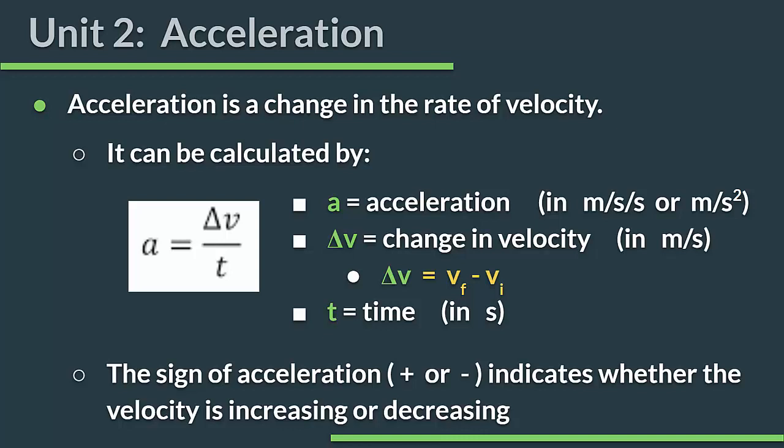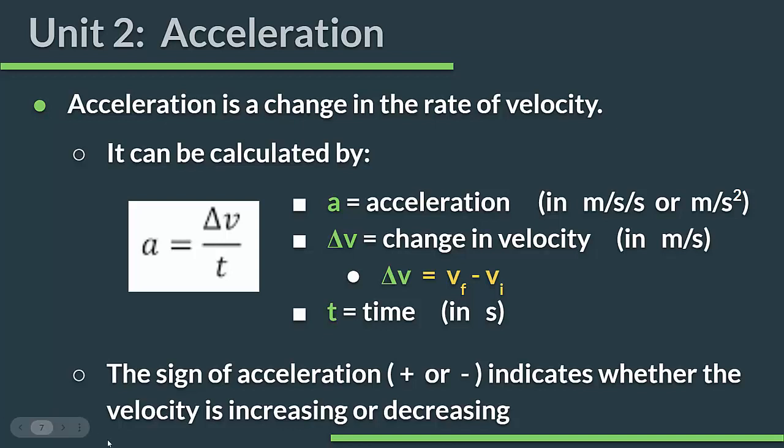Delta V, or change in velocity, is measured in the same units we've always used for velocity, and that is meters per second. Delta V, by the way, can be found by subtracting your final velocity minus your initial velocity. And t is time, and we're typically going to use seconds here. For the record, these are our standard units. You don't have to see these in meters per second per second. You could have kilometers per hour per second, and that would also be a valid unit for acceleration. It's just your velocity unit divided by a time unit.